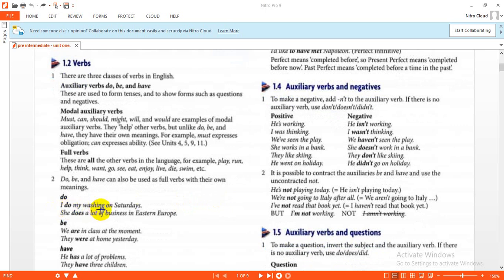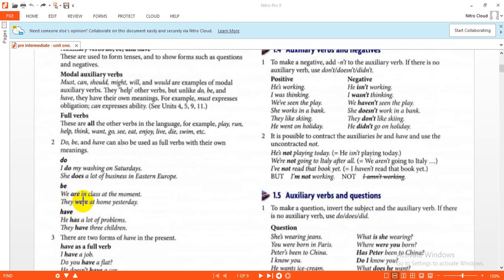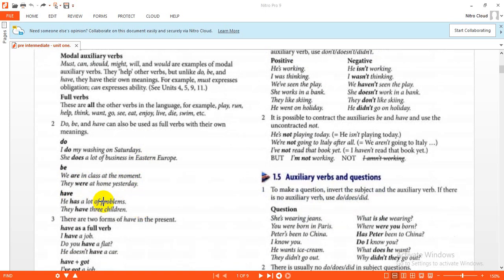Do: I do my washing on Saturdays. She does a lot of business in Eastern Europe. Be: We are in class at the moment. They were at home yesterday. هنا إذا تلاحظون لدينا البريزنت ولدينا الباست. Have: he has a lot of problems. They have 3 children. وهنا لدينا البيرفكت التام.